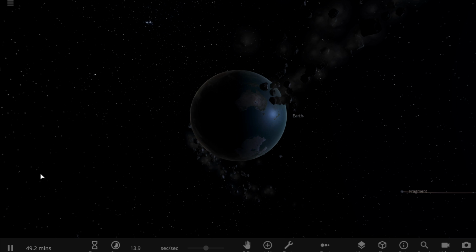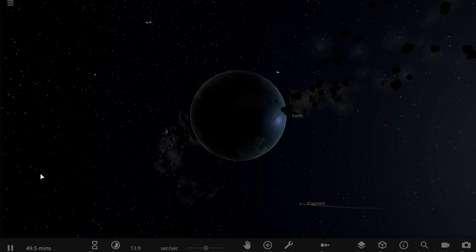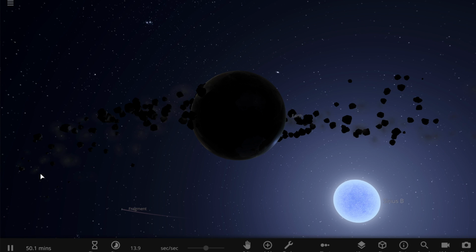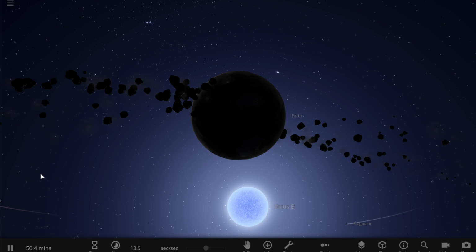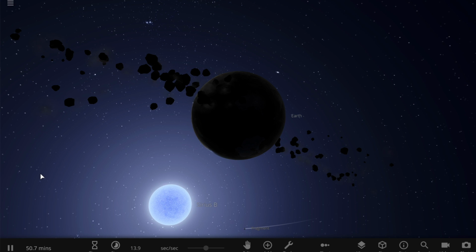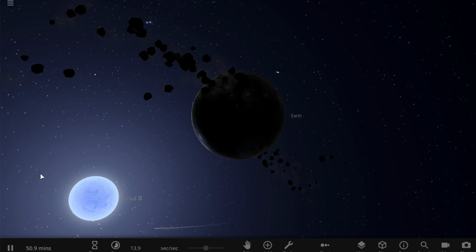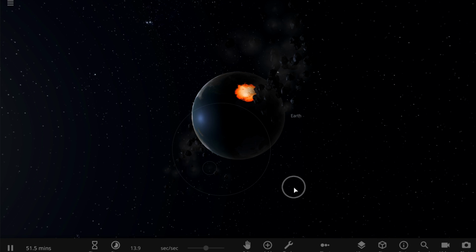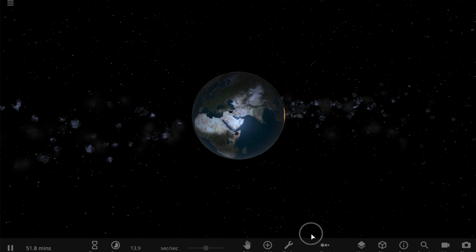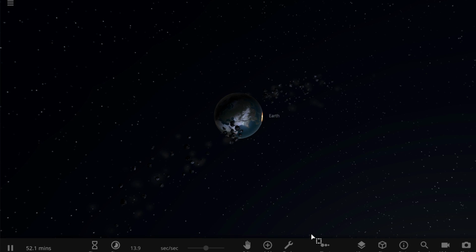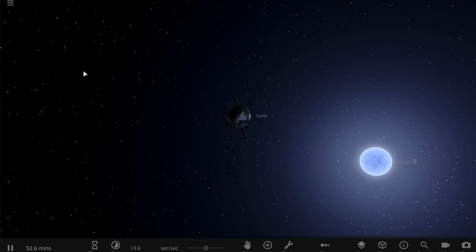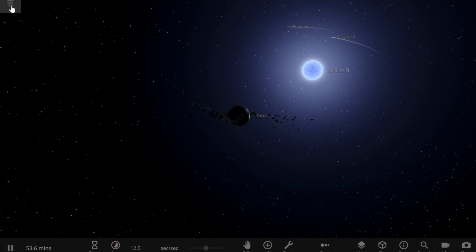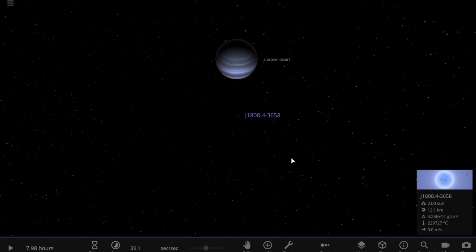Not with Earth and Sirius B, but with a different system called SAX J1808.4-3658, where a pulsar, a fast spinning neutron star, is ripping apart a brown dwarf. And it looks like Sirius B is orbiting Earth for some reason. Anyway, let's just get started.